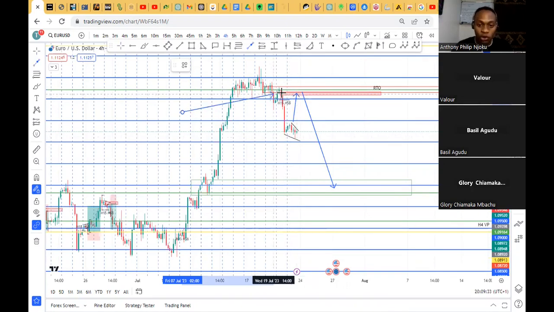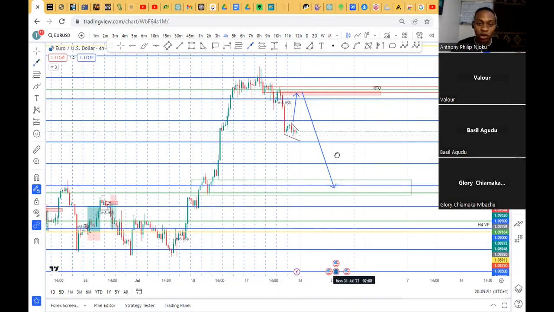And we have a cause. This is the H4 cause. From here, we'll now be looking for our sell setups down to this H4 cause. And there's also a return to origin available at this area. So that's what we expect from Euro USD.